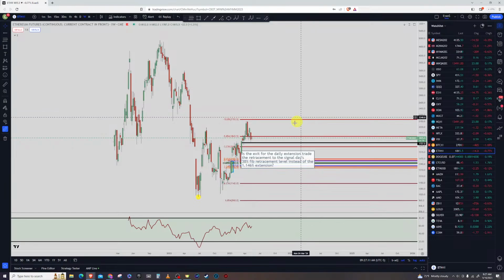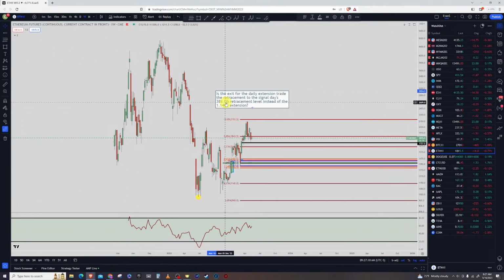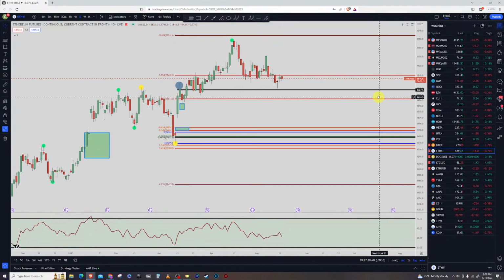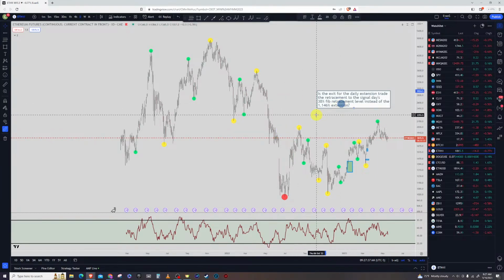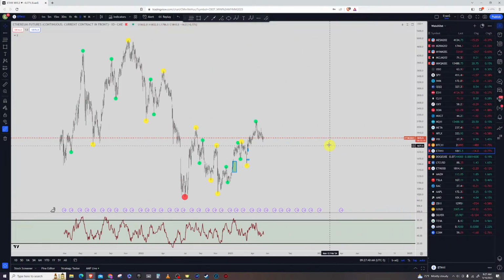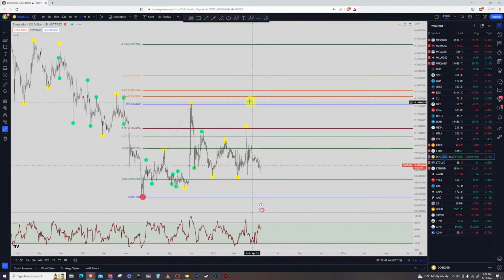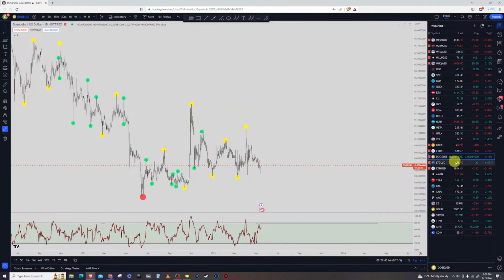Ethereum, retracement to the day sales 74416. Huh, I must have been looking at that one another time. The exit for the daily extension trade. Not sure. Oh, that was when I was looking at taking that trade back down there. Nope, it's not. Doge, that's an old one.